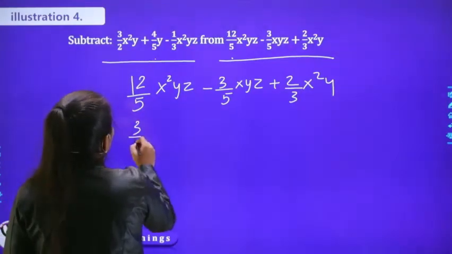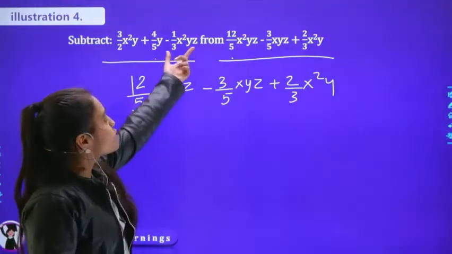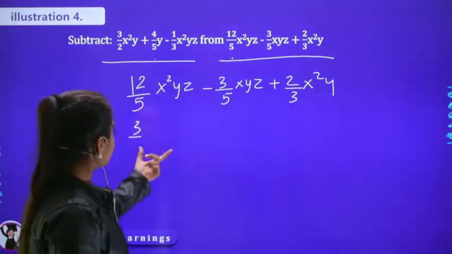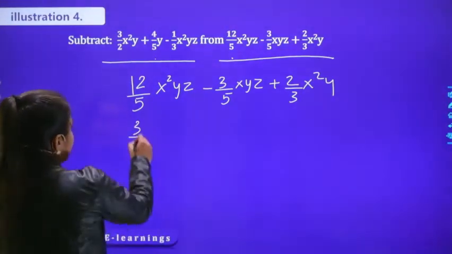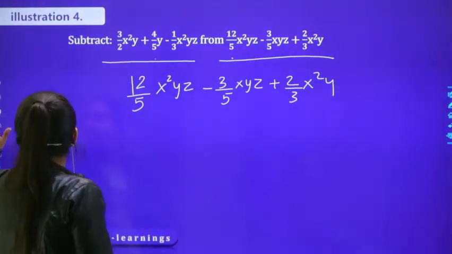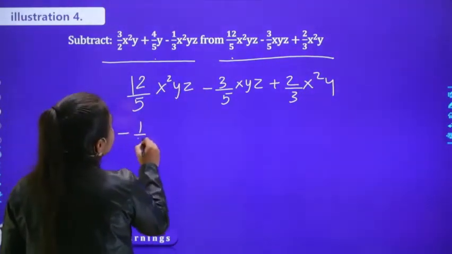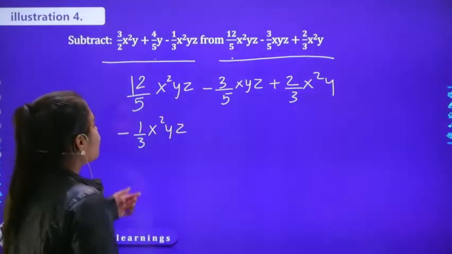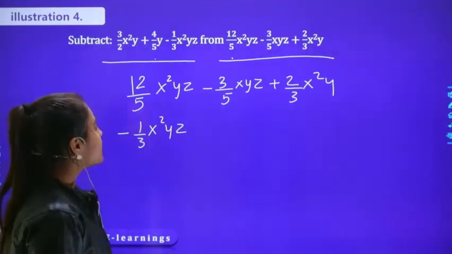So 3 upon 2. Now just check, x square y z. x square y z वाली term ये है, तो मैं इसको यहाँ लिखूंगी. So minus 1 upon 3 x square y z. Just remember जो like term है उसके नीचे ही उसकी term आए, so that you can subtract it easily.